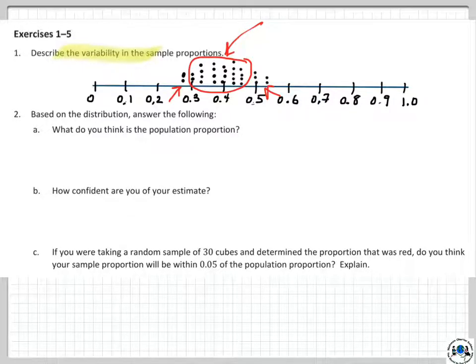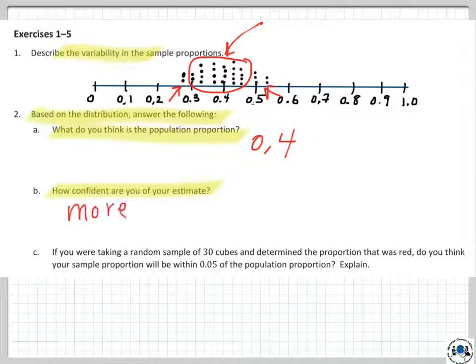So now if we ask ourselves, based on this distribution, what do we think the population proportion is? I'm not sure I would change my mind. I'm still thinking it is 0.4. So that hasn't changed, despite the fact that my sample size has changed. The only thing that has changed is the variability. And along with that variability being less, I can say I feel more confident than before, okay?